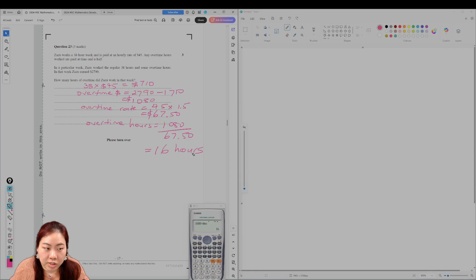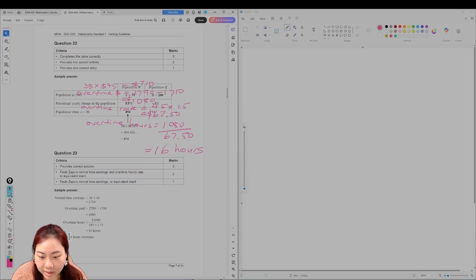And then of course you can check this by working backwards and see if you can get to the $2,790, and check yourself in the test, in the exam. But I've got the answers page for this. Yes, 16 hours overtime. Yep, that's pretty much everything I did. Very good.